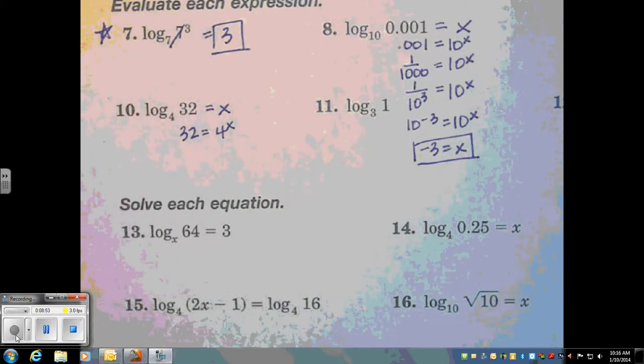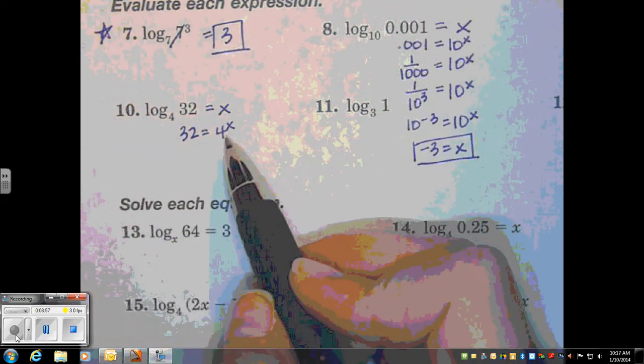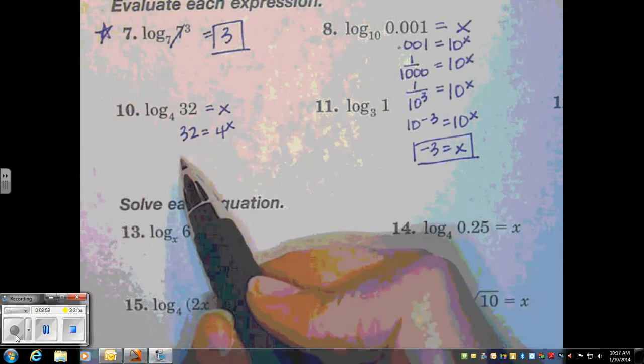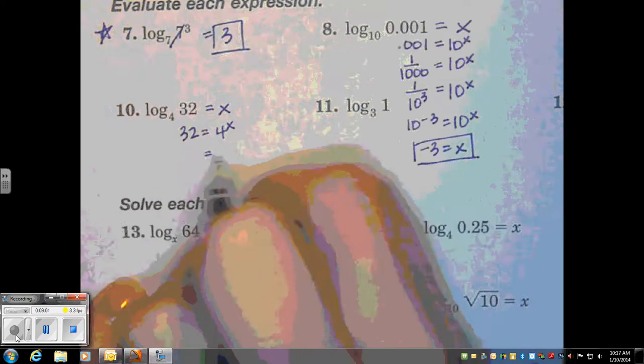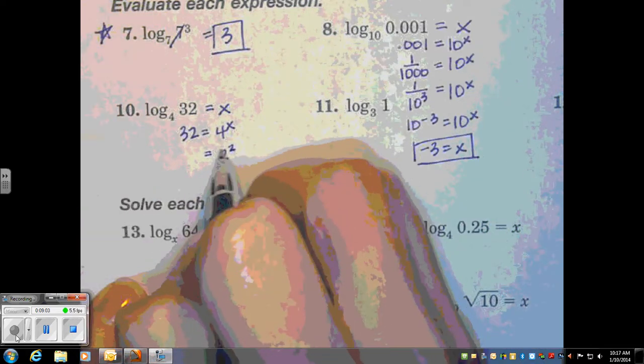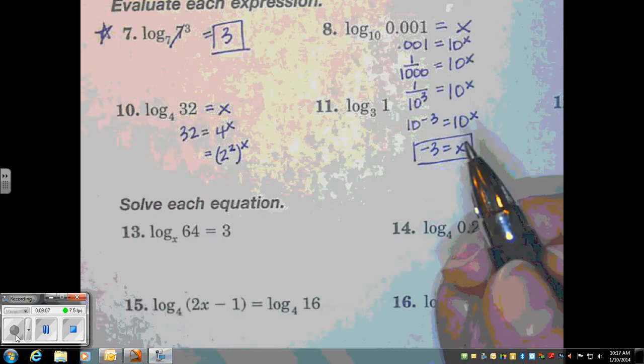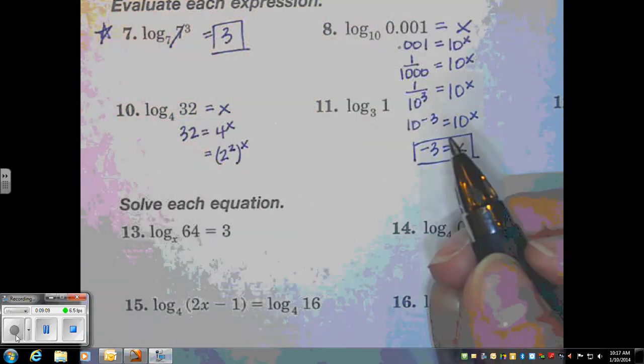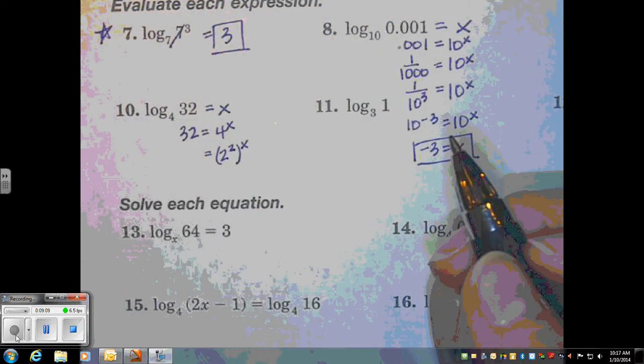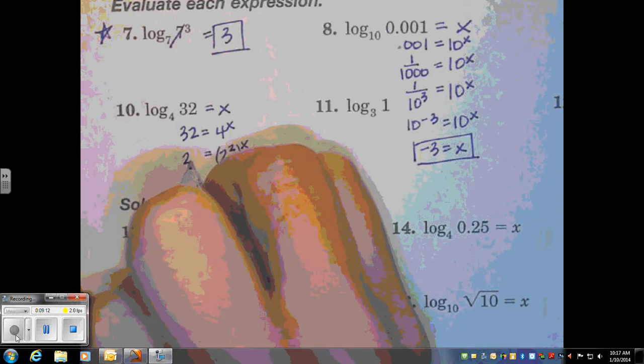Okay, we want our bases to match. The problem is 4 to the anything we're aware of is not 32. But can't I rewrite 4 as 2 squared? Because 2 squared is 4, so I could just rewrite it. 32 is 2 to the what? Do you know? Good, 5th.